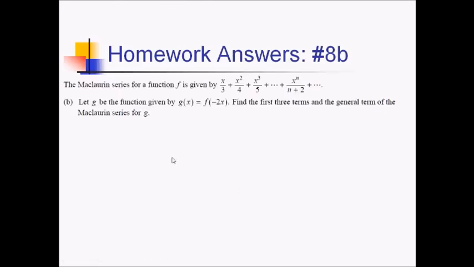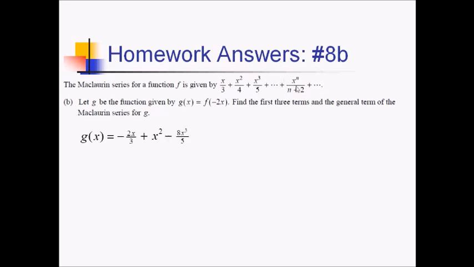For this part of the problem, they're saying g is f of -2x. We want the first three terms in general term of a Maclaurin series for g. Well, we've got the Maclaurin series for f. To get g, we just have to substitute -2x for all the x's up here. So going from left to right, first three terms, we've got -2x over 3. Next, this is going to be, let's see, -2x squared. That's going to be 4x squared over 4, which is just positive x squared. Next, we're going to have -2x quantity cubed over 5. So that would be, let's see here, -8x cubed over 5.